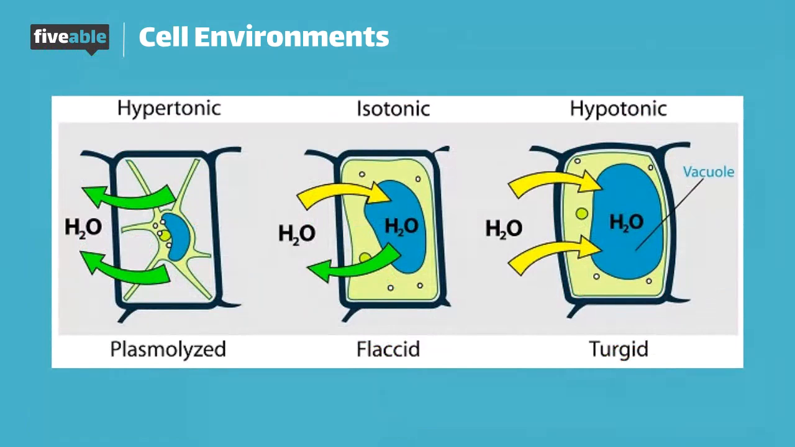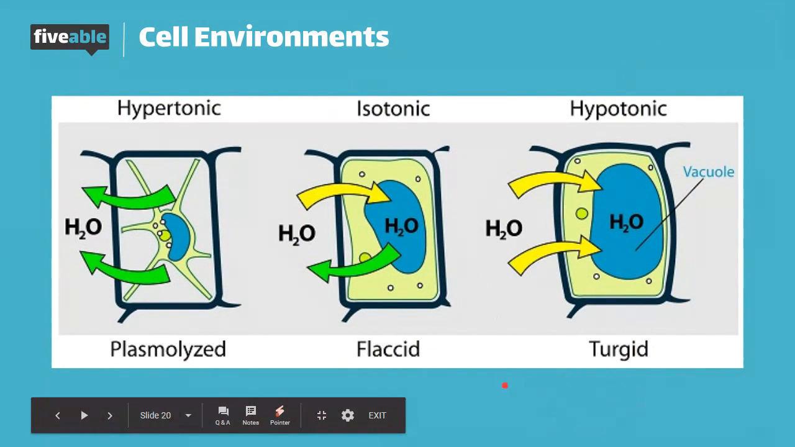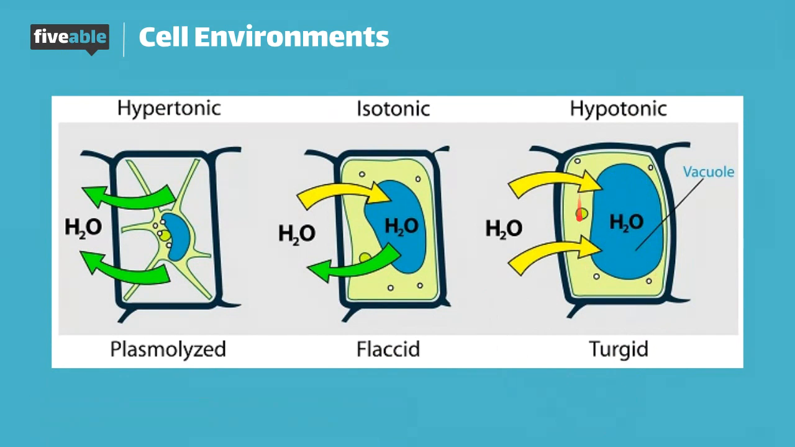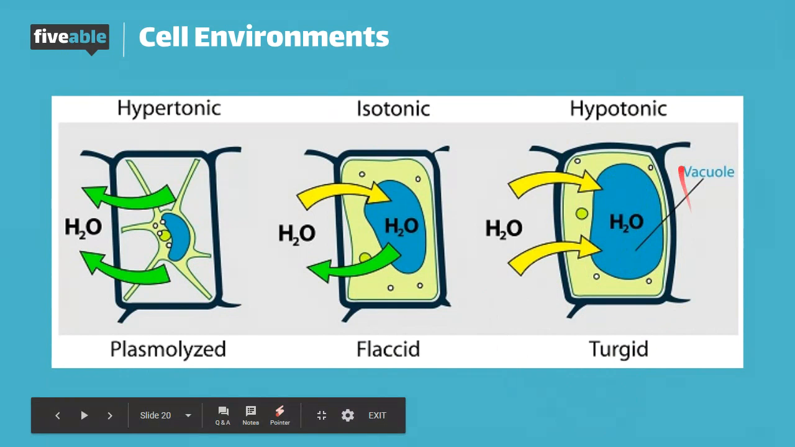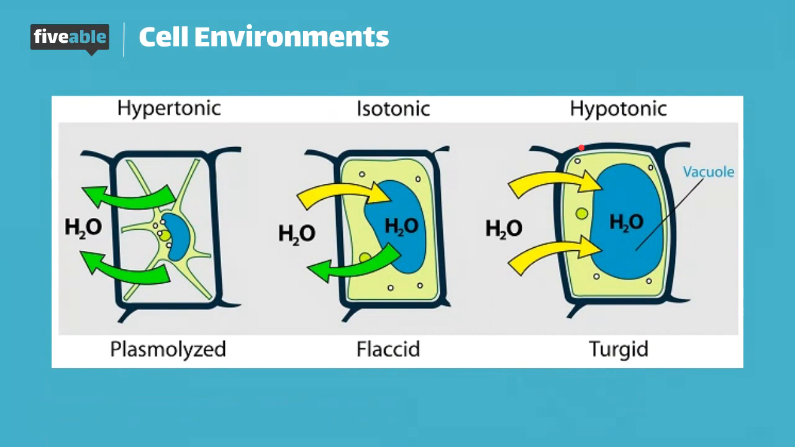But I did want to show you what this looks like in a plant cell, because it's a little bit different. Plant cells actually kind of like being in more of a hypotonic environment where water is entering. One, they have this big old vacuole, which we talked about in the beginning. And two, they have this cell wall. So they're actually able to not explode if they're a little bit overfilled with water.